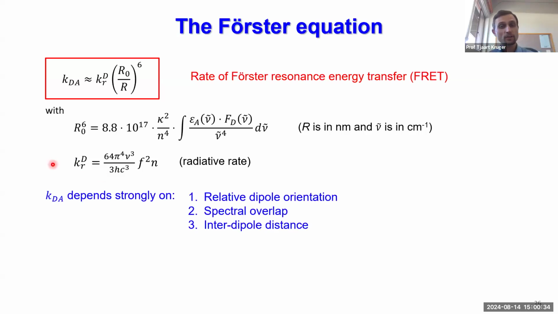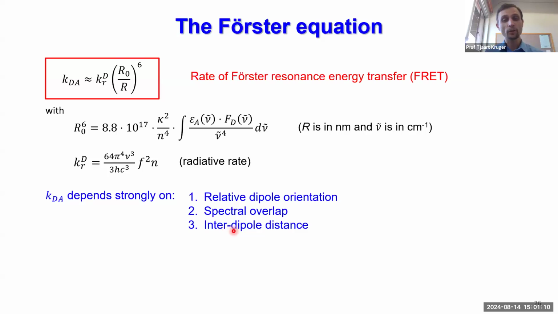Importantly, this Förster rate, the rate of resonance energy transfer between a donor and acceptor, depends strongly on, firstly, the relative dipole orientation, which is embedded in this orientation factor, so the relative orientation between the dipoles; secondly, the spectral overlap, which is given here; and thirdly, the interdipole distance. In fact, it has a very strong dependence on the interdipole distance because it scales with 1 over R to the 6th.